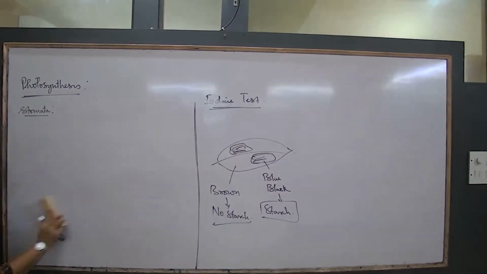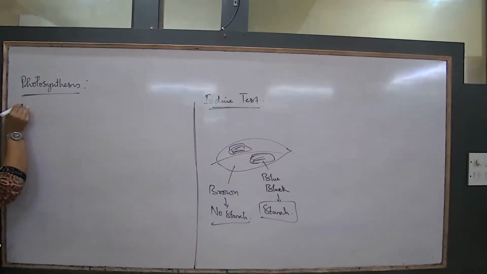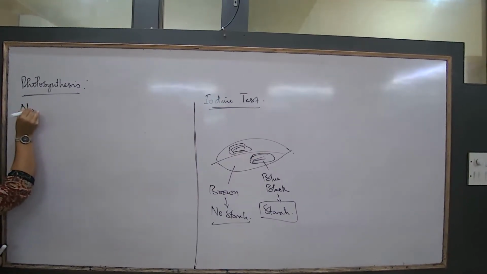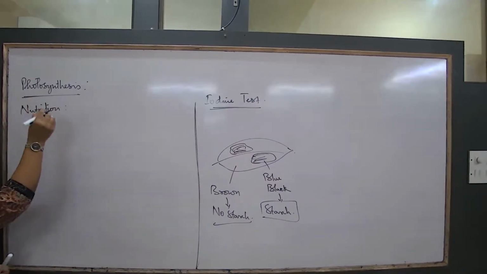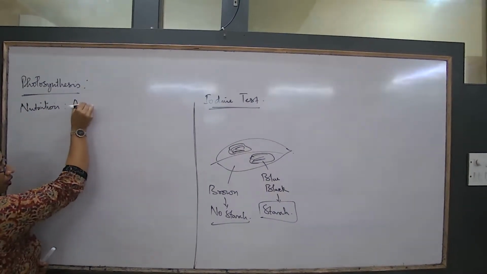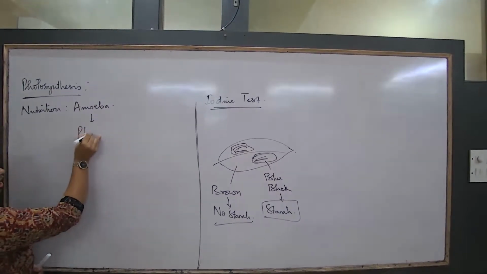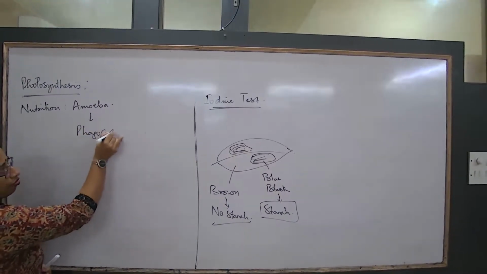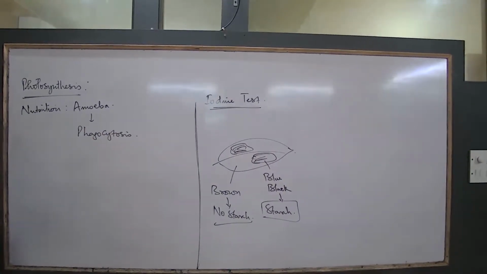Now, a basic concept of holozoic nutrition we are going to talk about. The nutrition in amoeba. Just a couple of words to learn, nothing else. This is a very, very simple, small topic. Nutrition in amoeba. Here, what is the process known as? The process is known as phagocytosis.